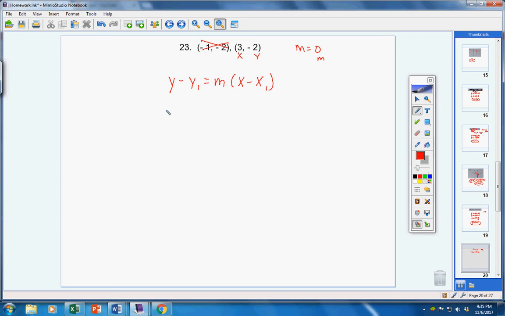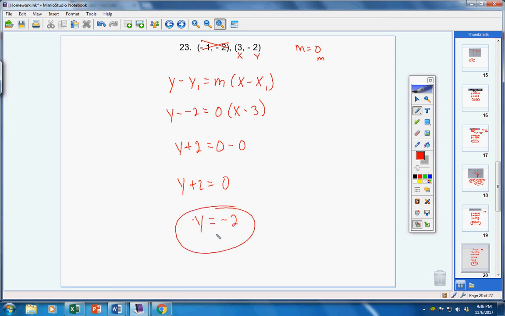So y minus a negative 2 equals m, which is 0, times x minus my other x, which is 3. So y minus negative 2 is y plus 2. 0 times x is 0. 0 times 3 is 0. 0 minus 0 is 0. Bring your 2 over, make it negative, and there's your answer.